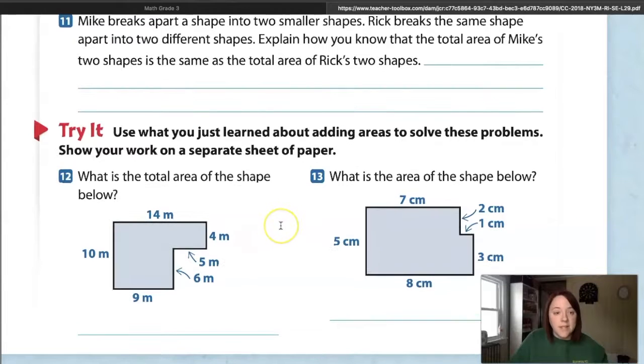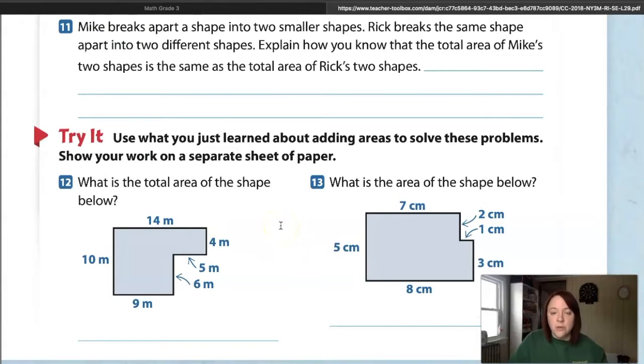Okay, so as I was saying, Mike breaks apart a shape into 2 smaller shapes. Rick breaks the same shape apart into 2 different shapes. Explain how you know that the total area of Mike's 2 shapes is the same as the total area of Rick's 2 shapes. So if Mike breaks his into 2 smaller ones, Rick breaks the same shape into 2 different shapes. So it's not going to change the area because it's the exact same shape that they're both using. That was what I was continuing to say.